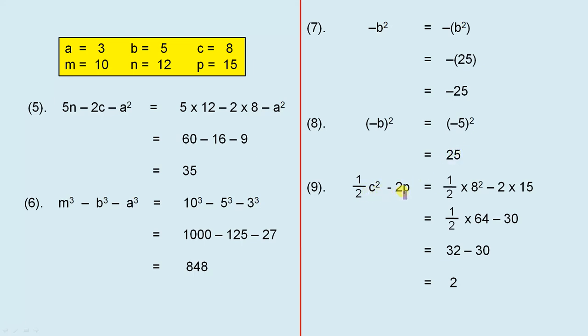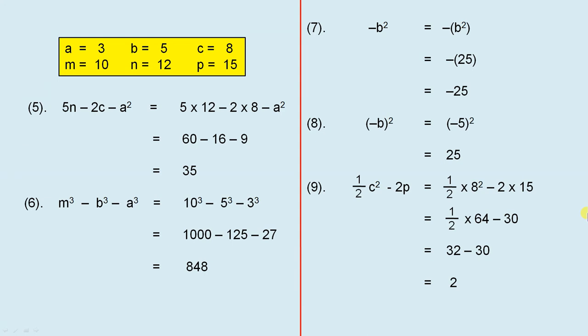Half c squared minus 2p. Now that's a half times 8 squared minus 2 times 15. That's a half times 64 minus 30, because 2 15s are 30. Half of 64 is 32. 32 minus 30 is 2.